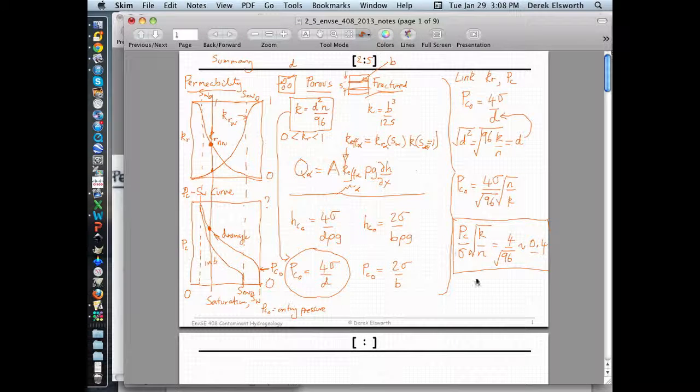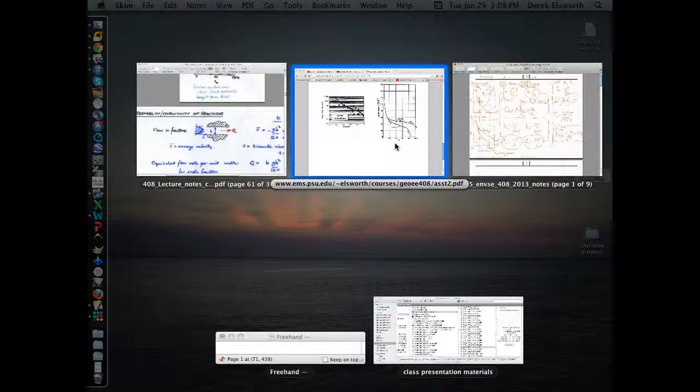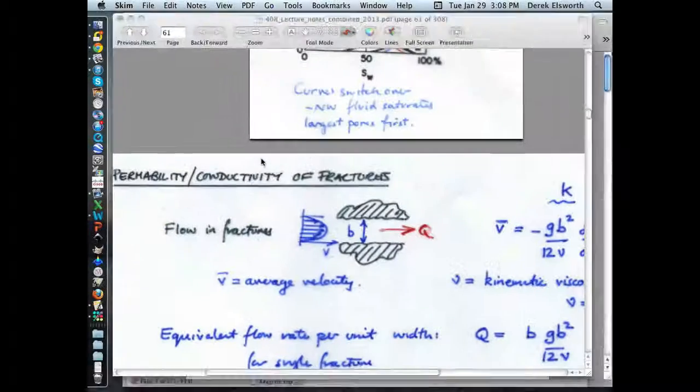You could also make the same relationship by using both the capillary pressure expression we have for fracture with the permeability expression, which we don't yet have for fracture, but which is this one. So we could do exactly the same as we've already done. I won't go through the derivation because I don't think it's particularly important for us to do that.